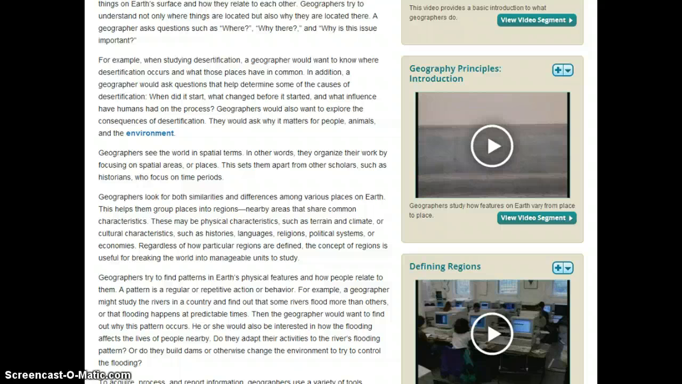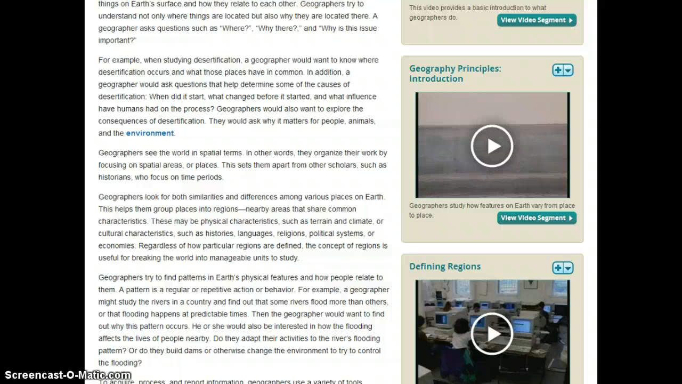Geographers see the world in spatial terms. In other words, they organize their work by focusing on spatial areas or places. This sets them apart from other scholars, such as historians, who focus on time periods. Geographers look for both similarities and differences among various places on Earth. This helps them group places into regions.